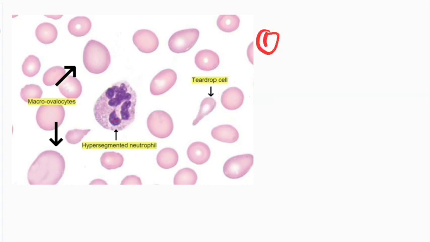Now next question is, which test will you use to find out the cause of megaloblastic anemia? Which test will you use? Very good, it is Schilling test, right?